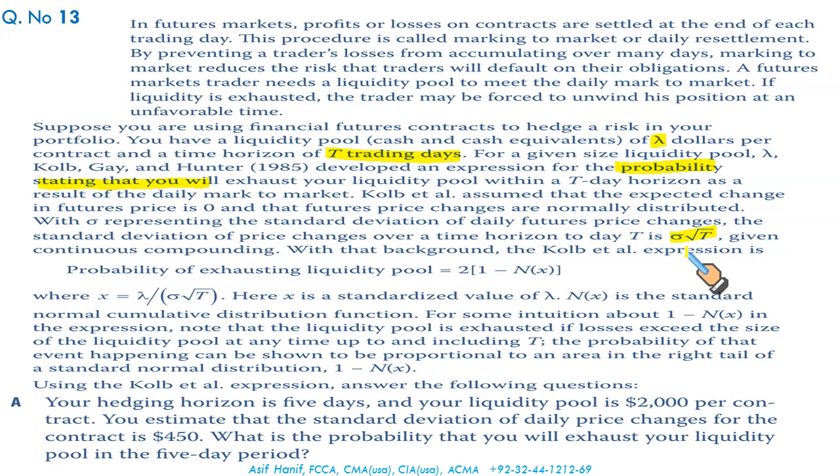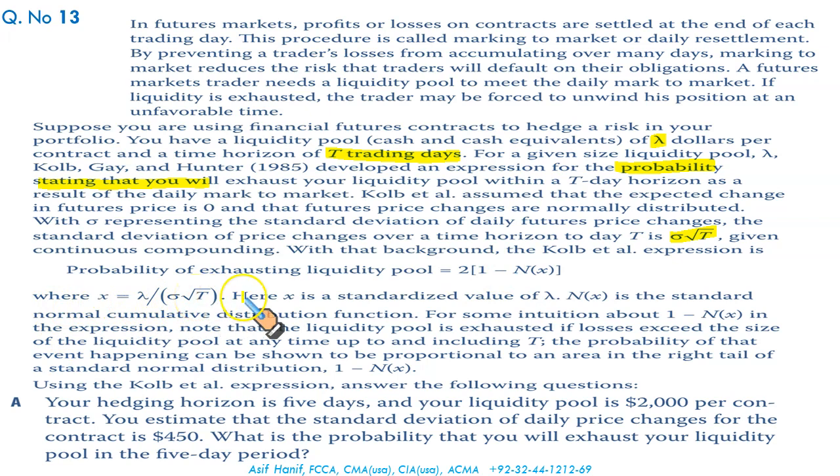He has given you the formula, it's all the detail of how it works. Given continuous compounding, with that background, the Kolb et al. expression is given by this formula. The probability of exhausting the liquidity pool that you will use to settle your open positions in mark-to-market accounting is equal to 2 into 1 minus N(x), where N is the normal distribution score, and x is equal to lambda upon standard deviation times square root of T.